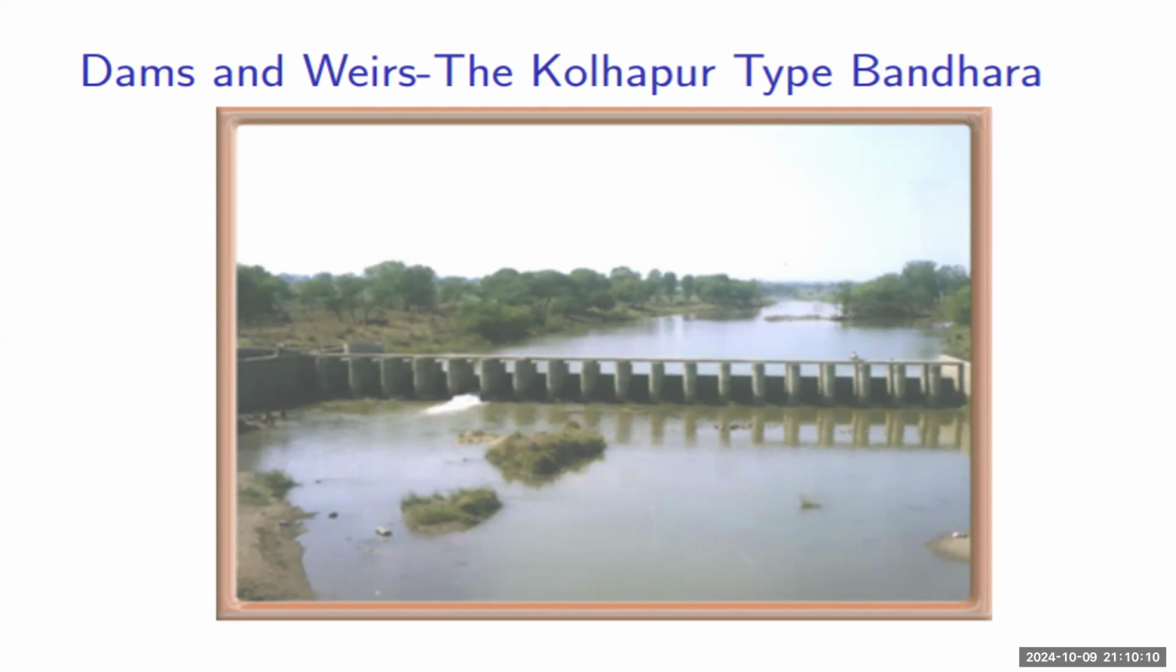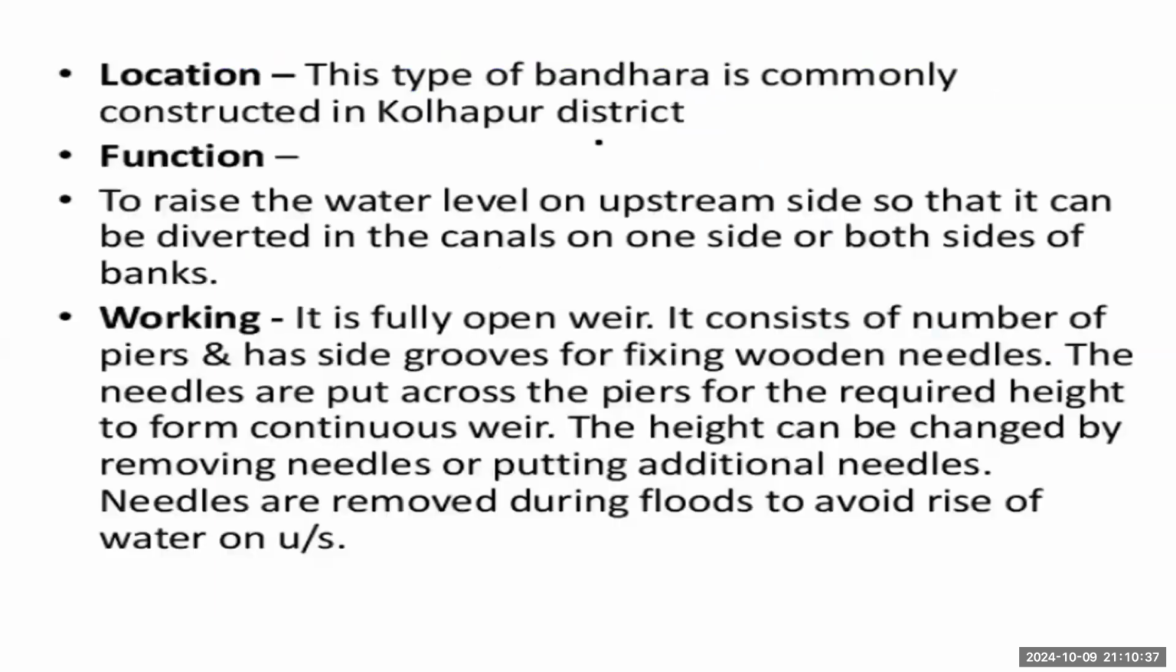So in the figure we can see such a Kolhapur type Weir. We can see that it is a gated weir. It is not a solid weir. Grooves are made in the masonry pillars in which the gates are fixed, and the water is raised against these gates. This is how the water level is raised in the case of the Kolhapur type weir. So what is the function of the Kolhapur type weir? It is to raise the water level on the upstream side so that water can be diverted to the canal either on one side or on both sides.